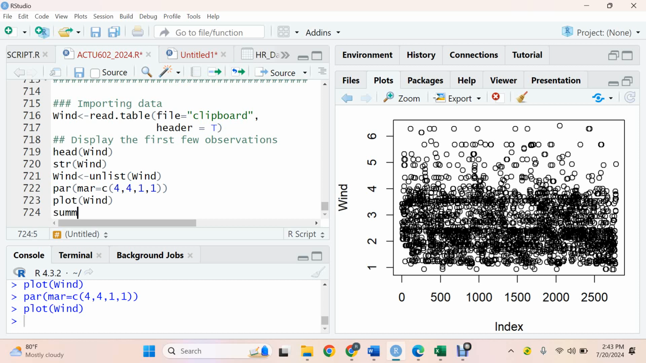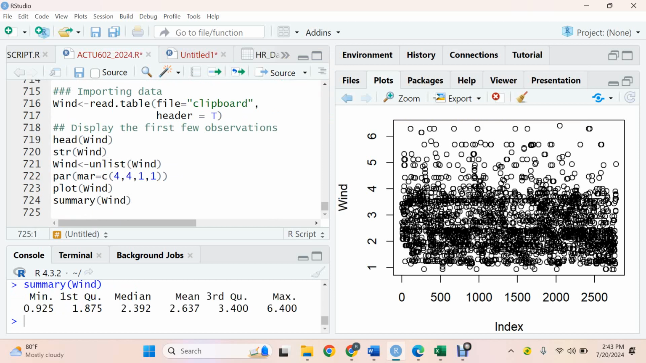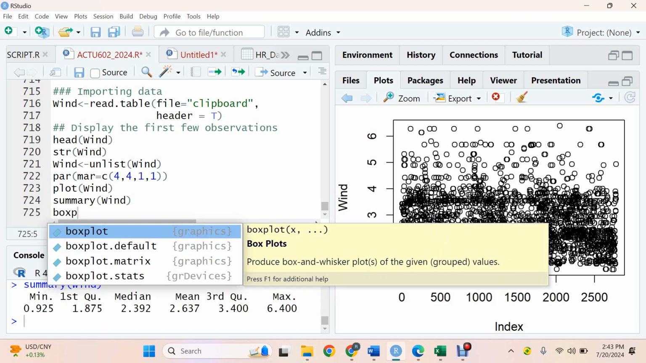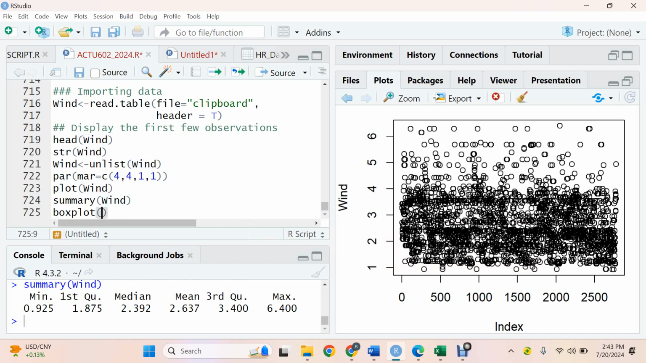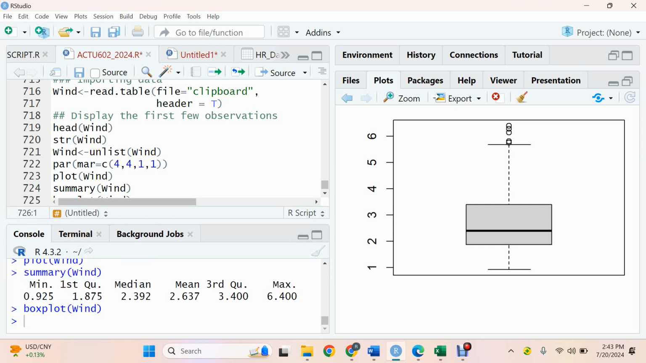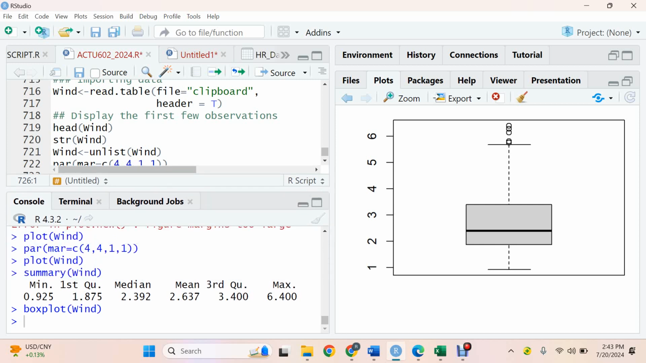But I can get summary statistics and see how this wind speed looks. So the minimum is 0.925, the maximum is 6.4, mean, and so forth. Okay, you can also use a box plot. So that's graphical. Do you remember that yes, with this you can describe what the shape of the distribution is. Of course we can also get it from here, from the summary.